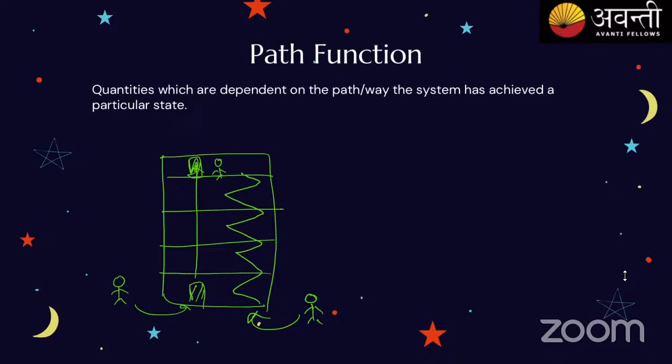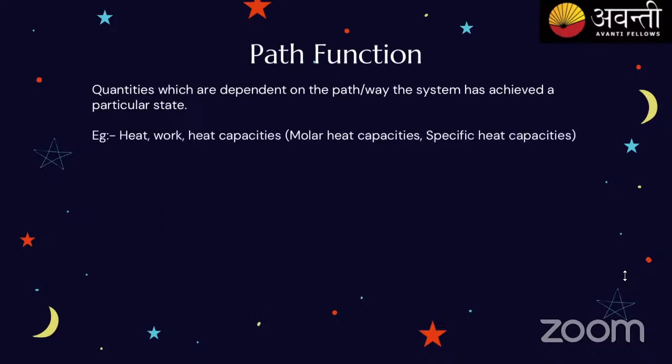Try to note down the examples. Heat, work, heat capacities, these will come under path functions. Quantities which are dependent on the path or way the system has achieved a particular state, from the initial state to the final state, how they are achieved. If it depends on the path, whether short or long, that is nothing but a path function.